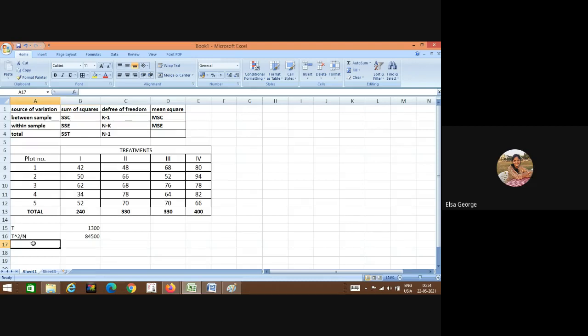Now we need SSC. SSC means the total of each group. Here we have sigma x1, sigma x2, sigma x3, sigma x4. So SSC is equal to sigma x1 square by n plus sigma x2 square by n plus sigma x3 square by n plus sigma x4 square by n minus T square by n. This is our formula.